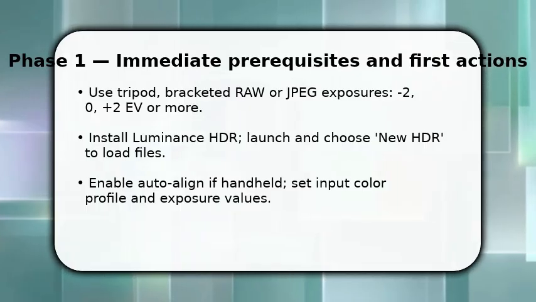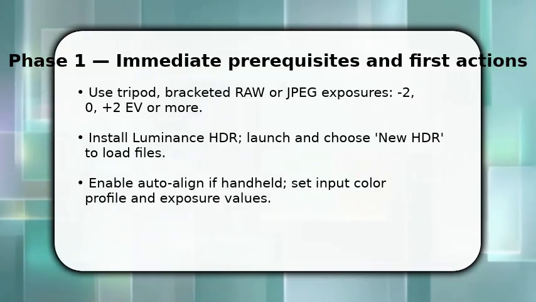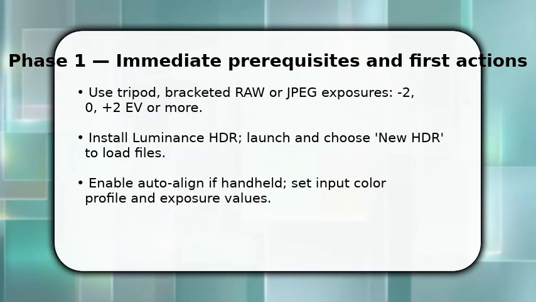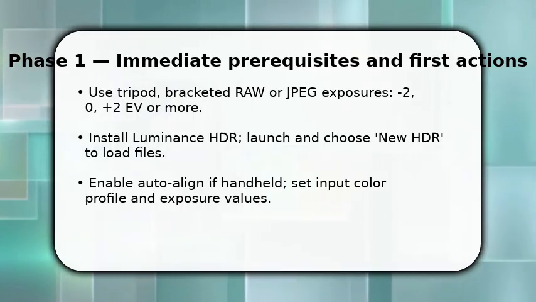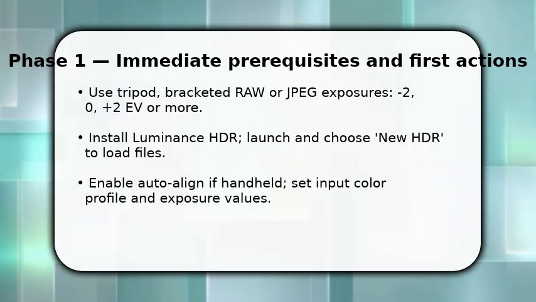You already have bracketed images. Start now by launching Luminance HDR and choosing New HDR. Import the RAW or JPEG set. Add EV values like -2, 0, +2 so the program knows each shot's exposure.